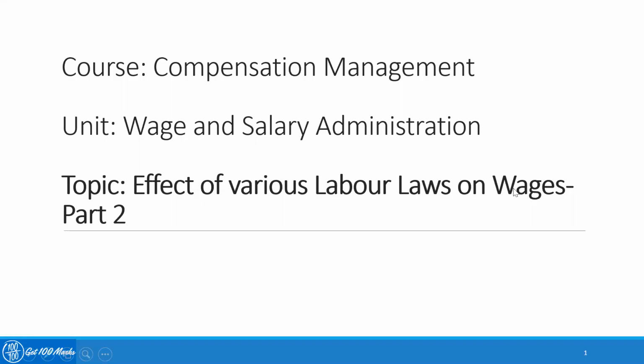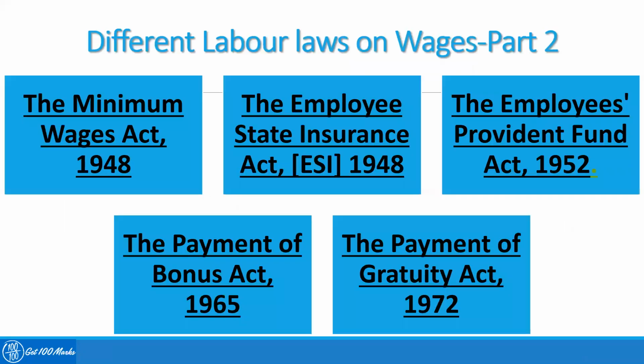Hi, welcome to the video on Effect of Various Labor Laws on Wages, Part 2 of the unit Wage and Salary Administration from the course Compensation Management. In the second part of different labor laws on wages, we will be discussing the Minimum Wages Act 1948, the Employees State Insurance Act ESI 1948, the Employees Provident Fund Act 1952, the Payment of Bonus Act 1965, and the Payment of Gratuity Act 1972.